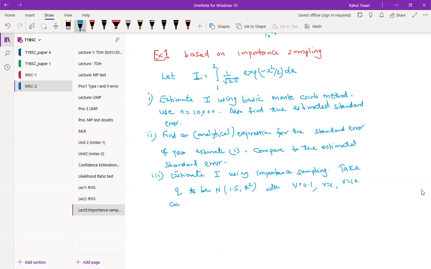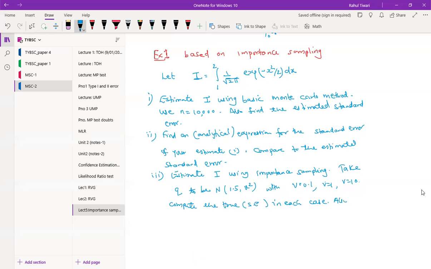So compute the true value, you can say. Compute the true standard error in each case.